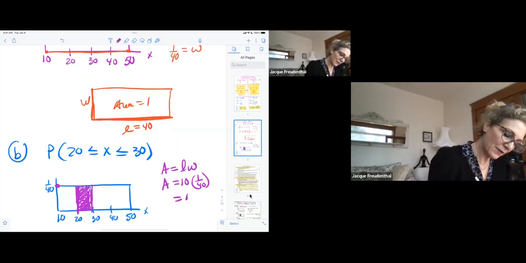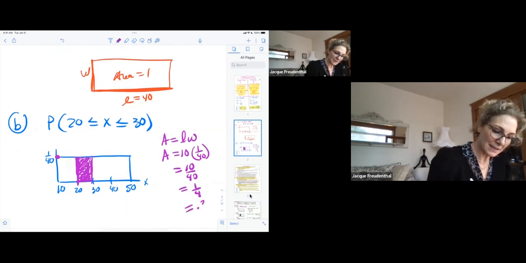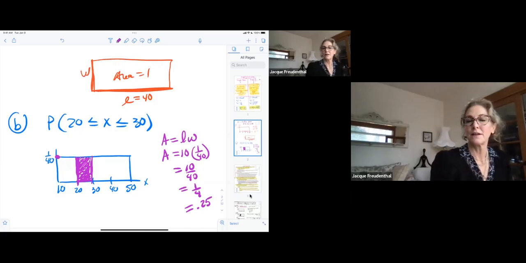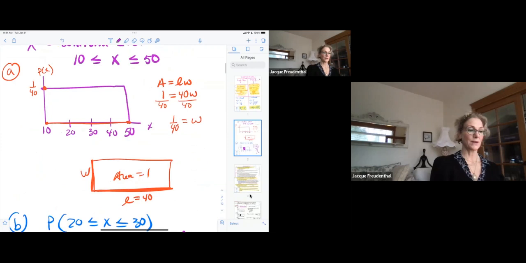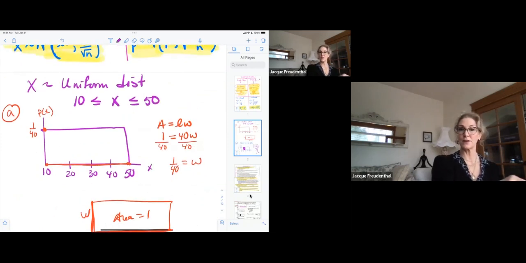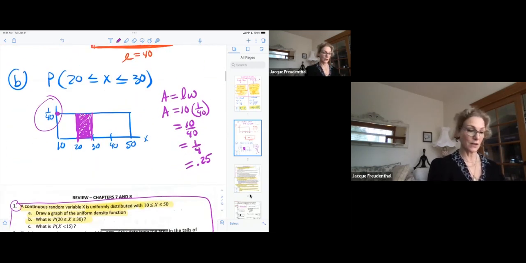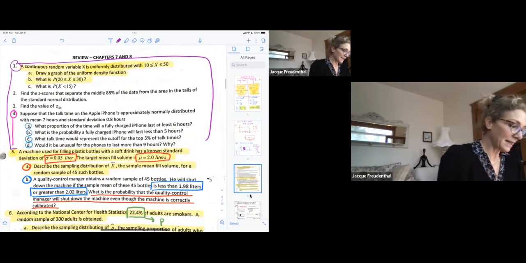So the area is 10/40 or 1/4, or we can write that as a decimal, 0.25. So the probability that X falls between 20 and 30 is 0.25, by using our knowledge of geometry with the area of a rectangle, because the area corresponds to the probability. We had to first find out what the height of that probability distribution is. So we had to come up with our uniform distribution first, and then we could use that to answer the question. Okay, let's go to part C now.